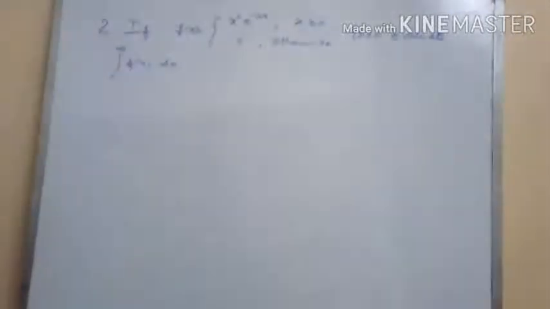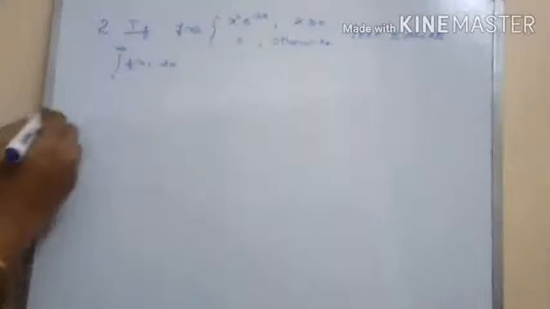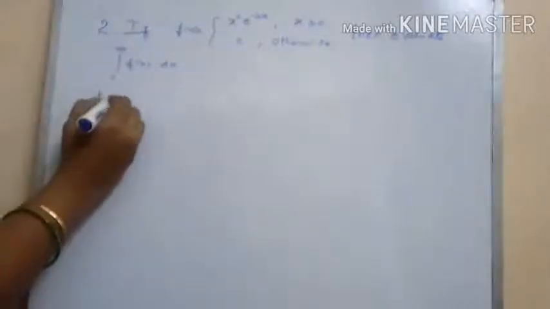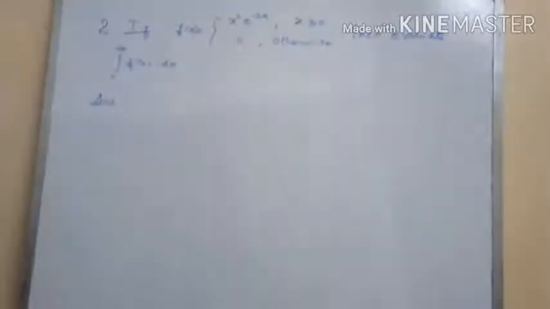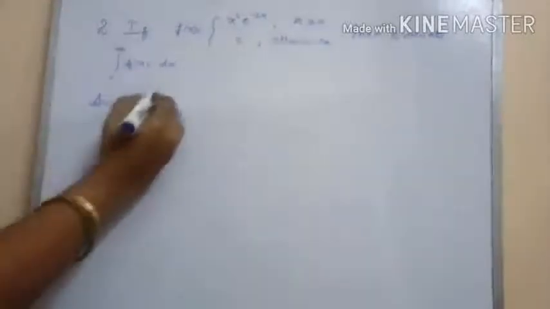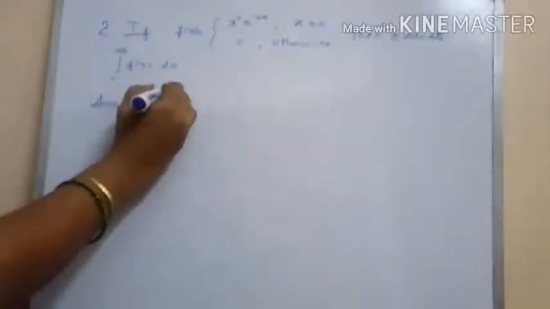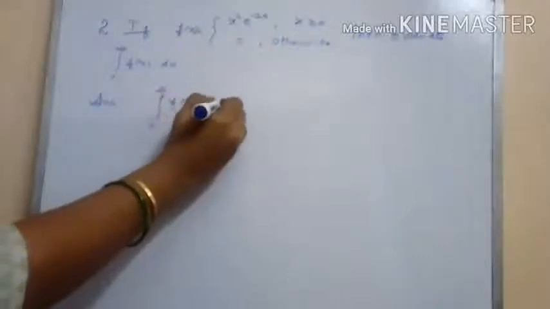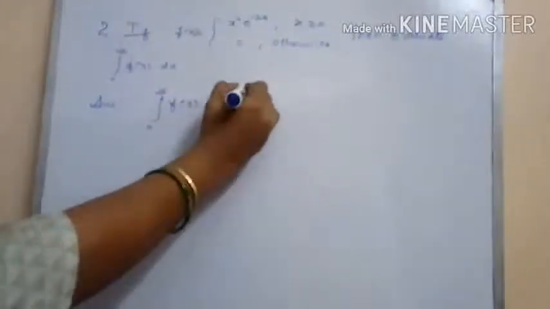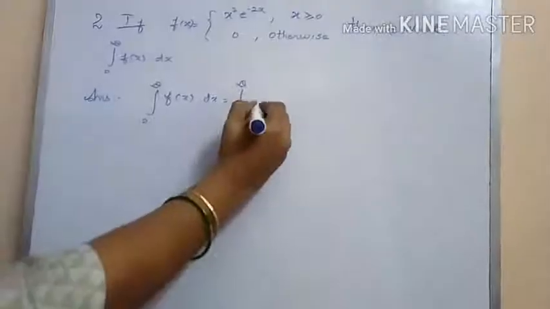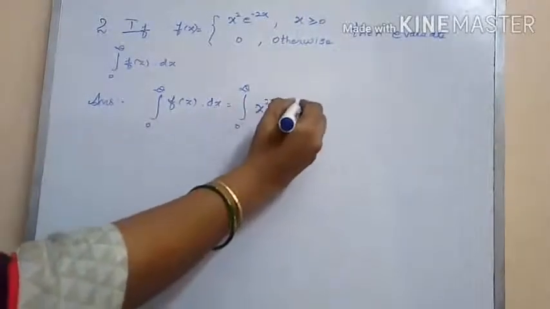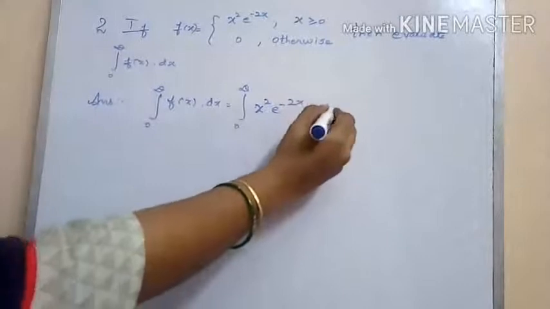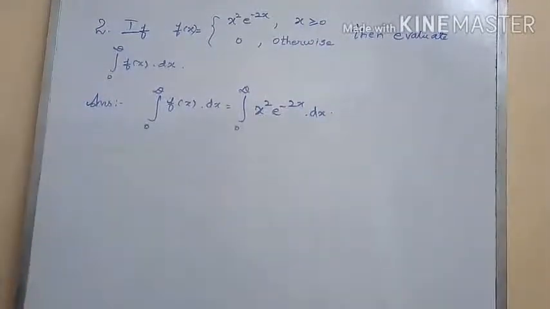Here we have a problem. If f of x is equal to x squared into e to the power of minus 2x when x is greater than or equal to 0 and equal to 0 otherwise, then evaluate integral 0 to infinity f of x dx. Here integral 0 to infinity f of x dx is equal to integral 0 to infinity x squared into e to the power of minus 2x into dx.